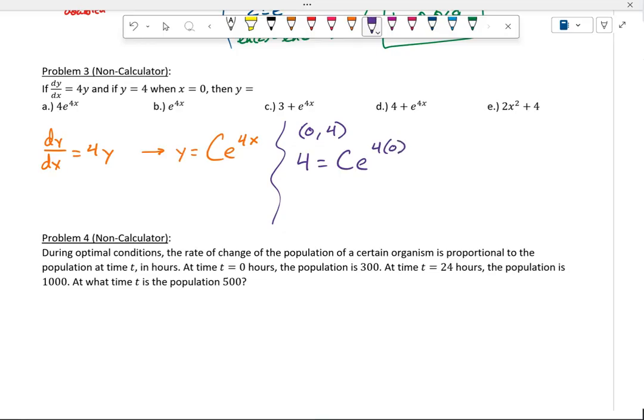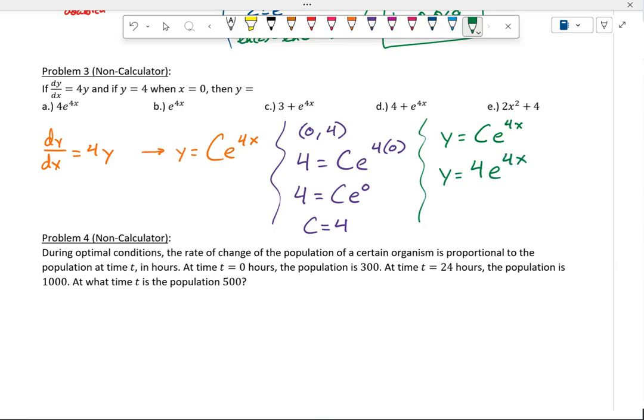Times 0. Good. So 4 times 0 is 0. What is anything to the 0 power, ladies and gentlemen? So what is our c value? So can we now write our particular solution then? So if y equals c e to the 4x, what is our particular solution? Y equals what? So what is our answer? A, B, C, D, or E? A. There we go.